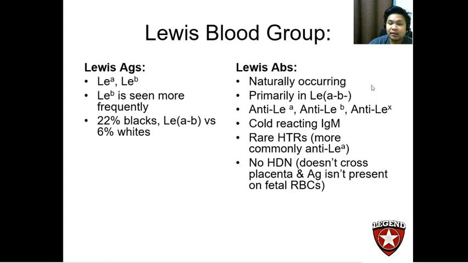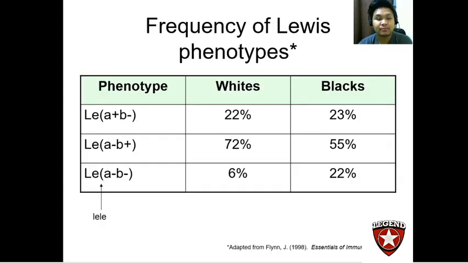Lewis antibodies are described to be naturally occurring. They are primarily found in your Le(a) negative, Le(b) negative phenotype. Antibodies which could be produced include your anti-Le(a), anti-Le(b), and anti-Le(x). They are described to be cold reacting IgM. They may produce HTRs rarely, but they will not produce HDN since they are of the IgM type. Remember, IgM does not cross the placenta. As for the frequency, among whites, the most common phenotype is Le(a) negative, Le(b) positive. This is also true for blacks.